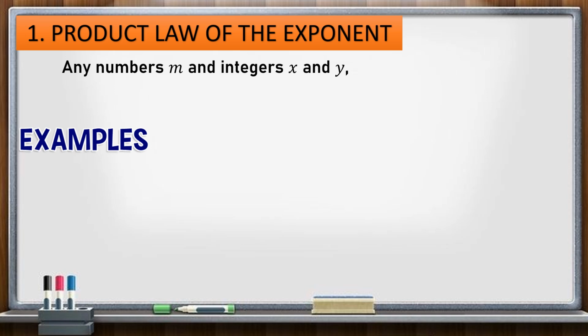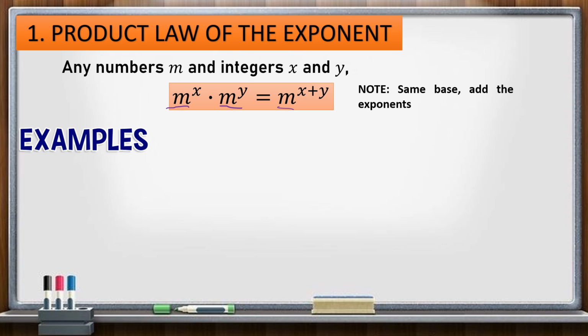Let's start with the product law of exponents. It says that for any number m and integers x and y, you have this pattern: m raised to x times m raised to y is equal to m raised to x plus y. As you can see, if you have the same base, which is m, we will just simply copy the base and add the exponents. That is the thing you need to remember on this first law of exponents, the product law. So let's have the following example.